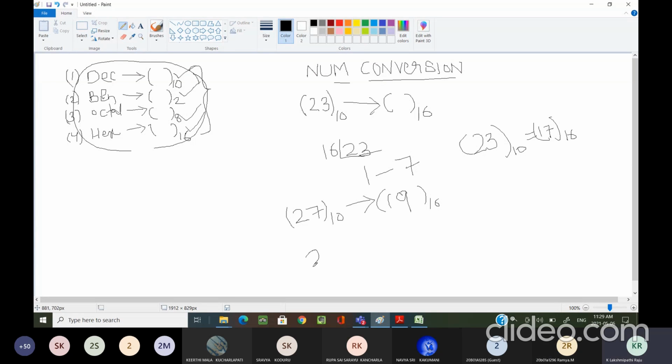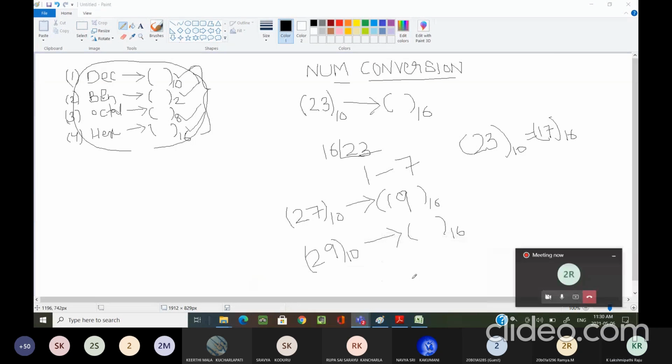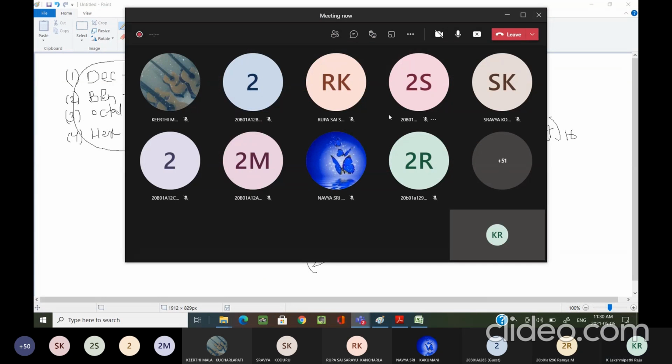Now you have to answer this also. 39 of base 10 is equal to what in base 16? Only some people are giving the answer. What about the others? Are you doing the problems? Try to unmute and tell me whether you are doing them or not. Are you understanding these simple problems or not?